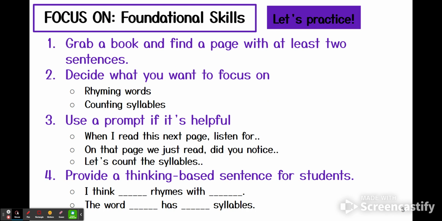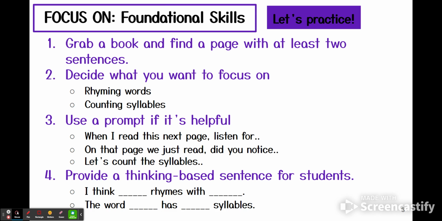So if you'd like to practice this strategy for read-alouds, you could grab a book and find a page with at least 2 sentences, and then decide what you want to focus on. Maybe you want to find a rhyming word, or maybe you want to help students count syllables. You could use a prompt, like, when I read this next page, listen for, on that page we just read, did you notice? Or let's count the syllables.